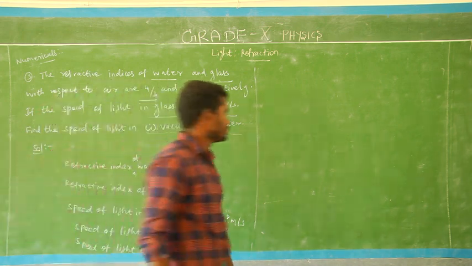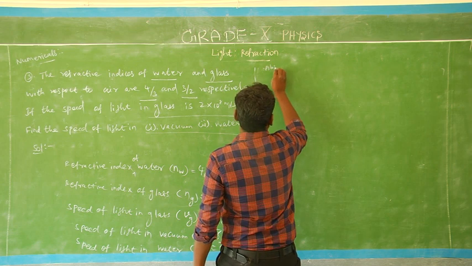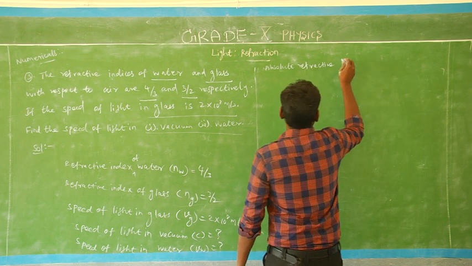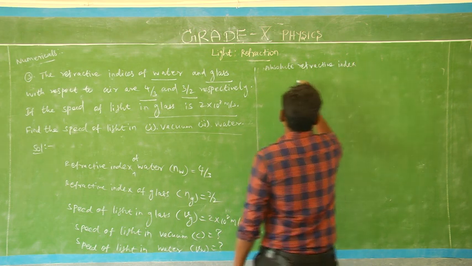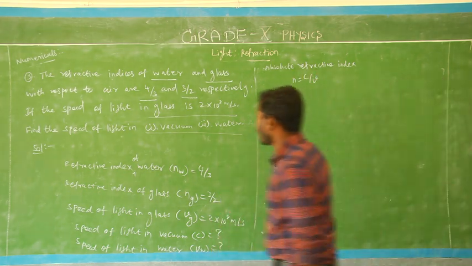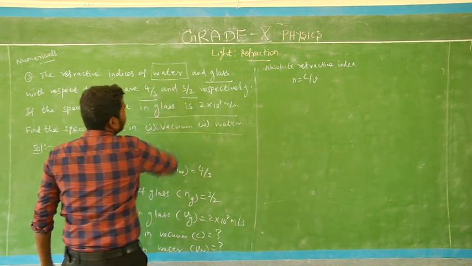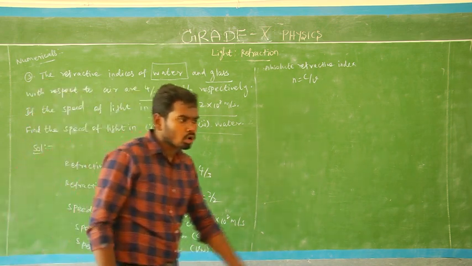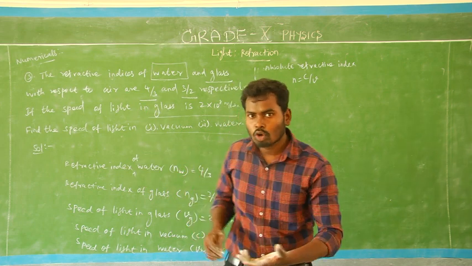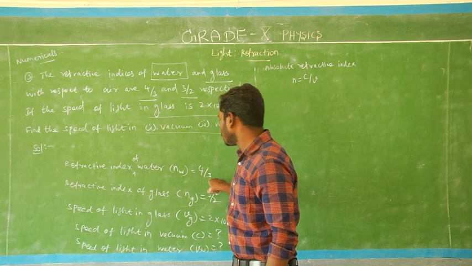Okay, next, first one is the absolute refractive index formula. Absolute refractive index formula: N is equal to C by v. Now take the first medium, water. Which means light which goes from air into water. So when light goes from air into water, what is the refractive index value? Refractive index of water is equal to 4 by 3.